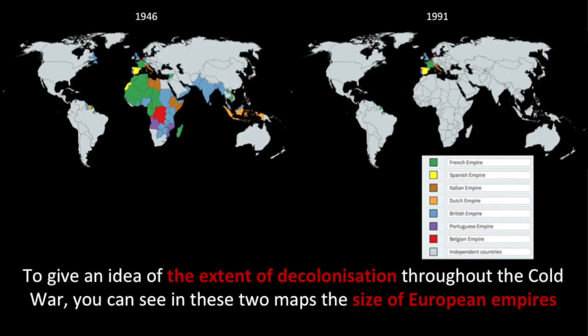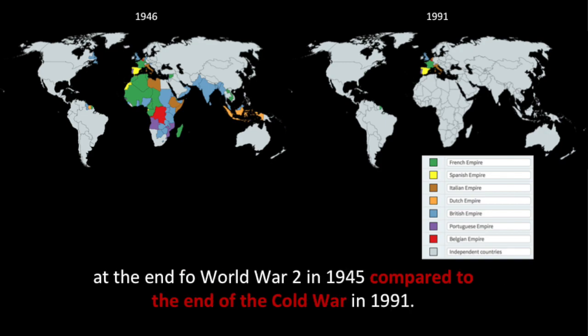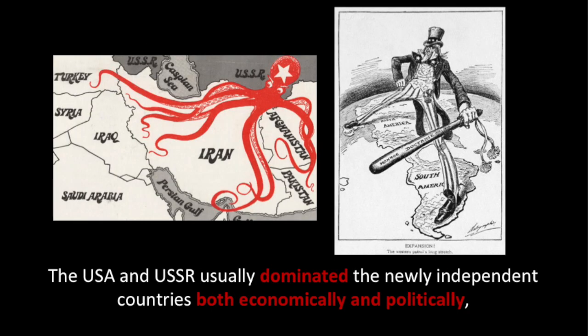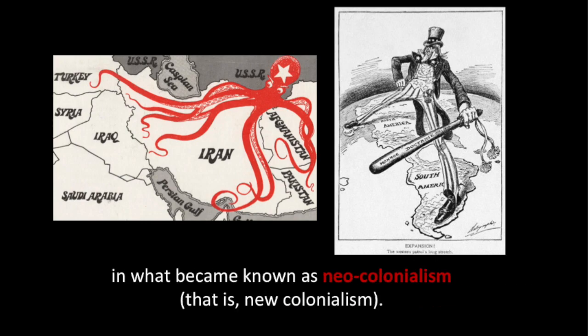To give an idea of the extent of decolonisation throughout the Cold War, you can see in these two maps the size of European empires at the end of World War II in 1945 compared to the end of the Cold War in 1991. The USA and USSR usually dominated the newly independent countries, both economically and politically, in what became known as neo-colonialism, that is, new colonialism. So now we will move on to the events of the early Cold War.